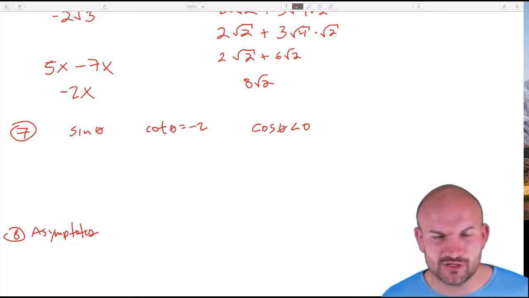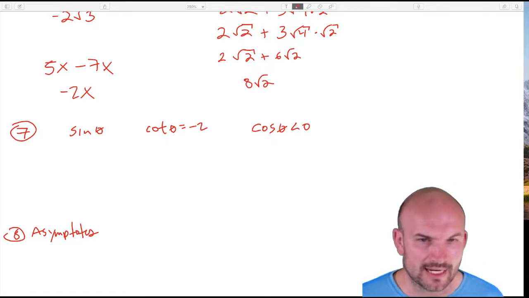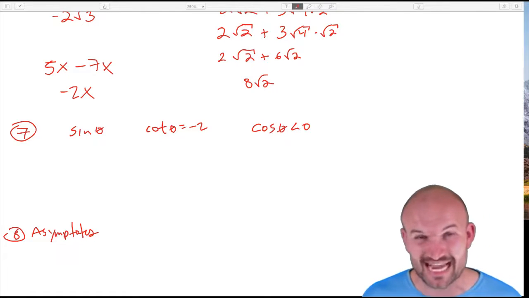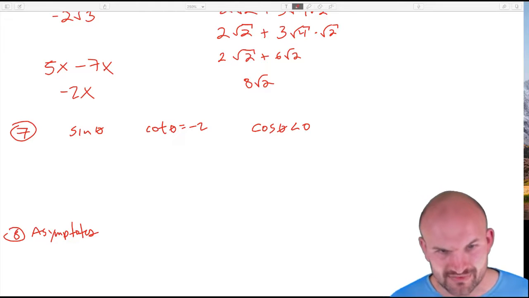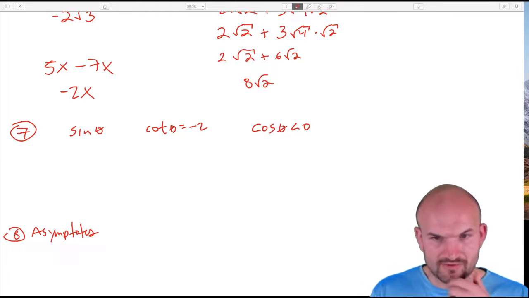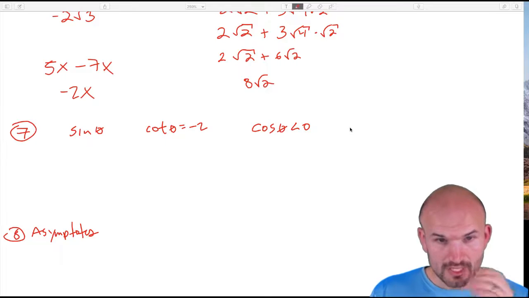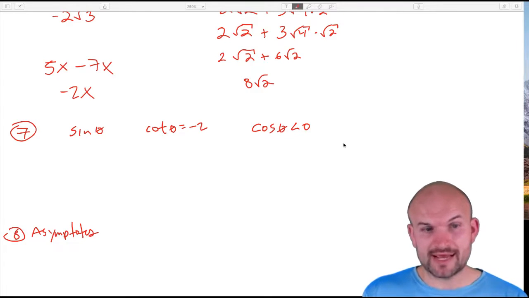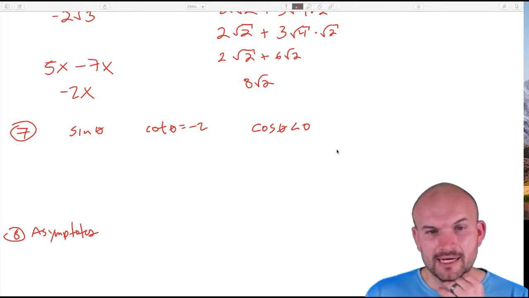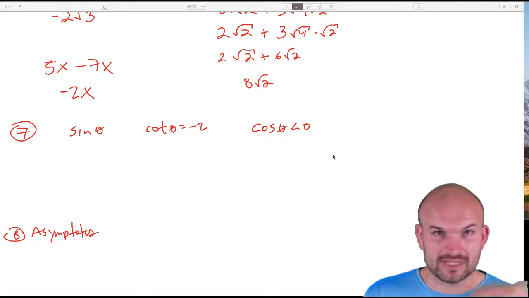So the next one is cotangent theta equals -2, and therefore they want us to find sine. The important thing I want you to recognize is, first of all, cotangent of theta is a ratio, right? That is going to be the adjacent over the opposite side.